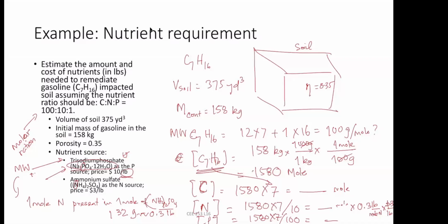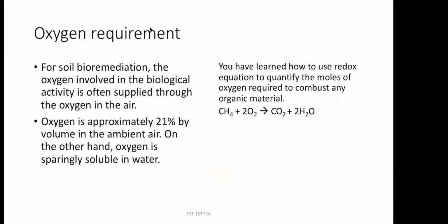Okay, so this is what I was talking about, how the cost works. The answer is this $3 per pound, and then you have to know how many moles of nitrogen 1 pound of ammonium sulfate has, and that's how you add the 0.3 here, and then you calculate the moles. Oxygen requirement is the same situation. You have methane. Let's see how much oxygen is required. 1 mole of methane requires 2 moles of oxygen. So if you know the gasoline amount, you also know the moles of oxygen required to degrade it.